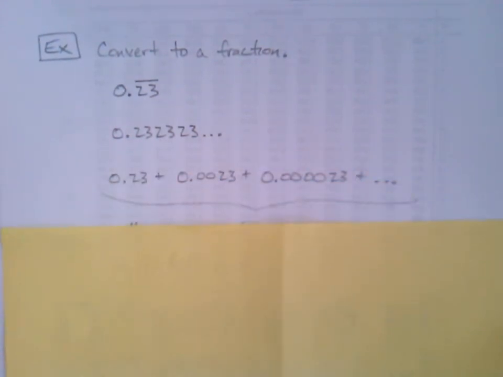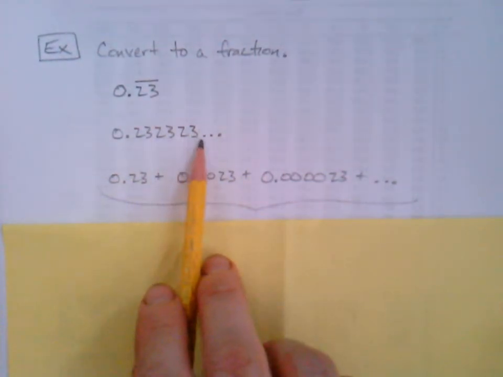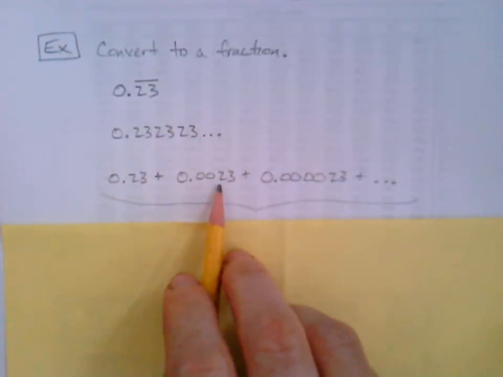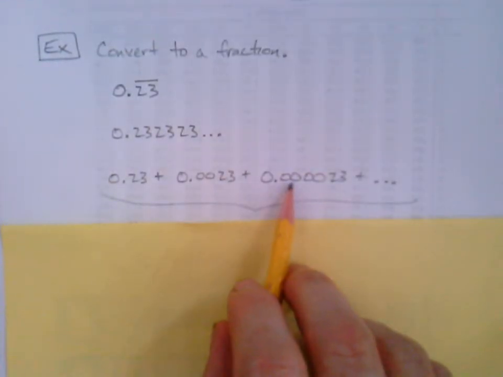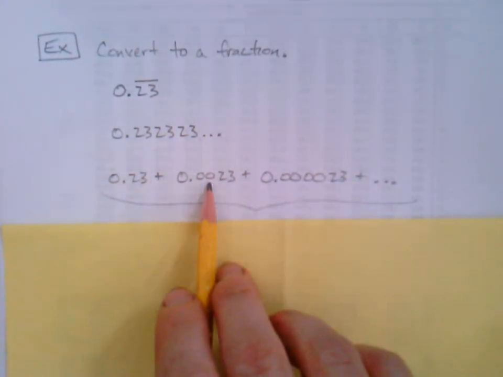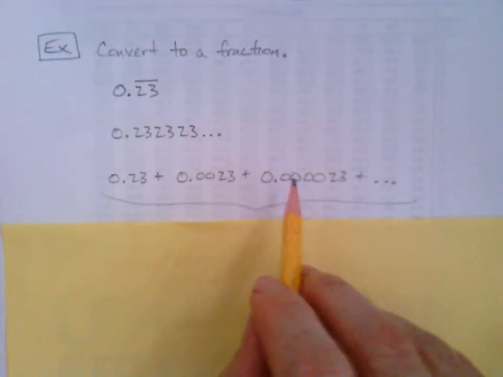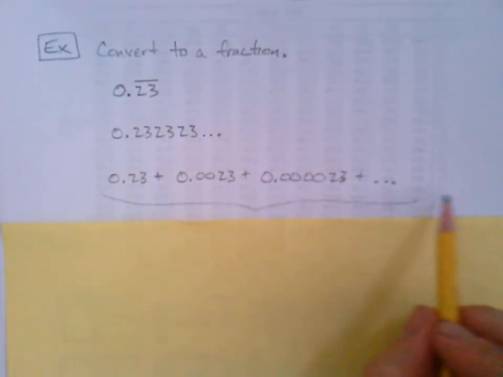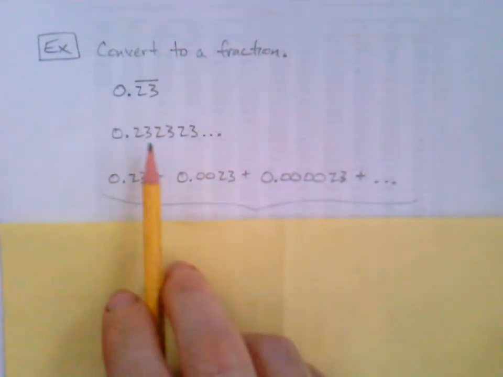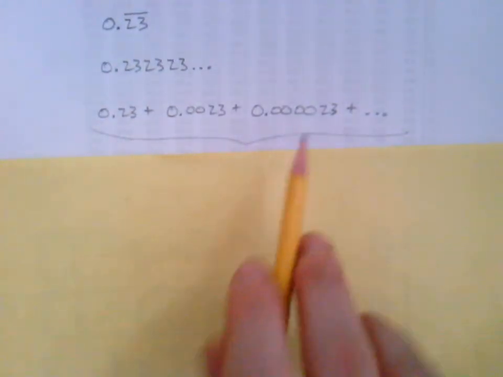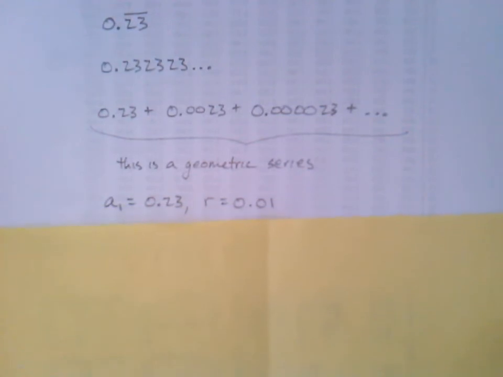Okay, think of it this way. 0.23, 23, 23. Think of it like this: 0.23 plus 0.0023 plus 0.000023. And as you kept adding these together, the next one sticks another 2, 3 on to the end. And if you add infinitely many of them, then you'll have that infinitely long decimal, right? Okay, so looking at this, that's a geometric series.